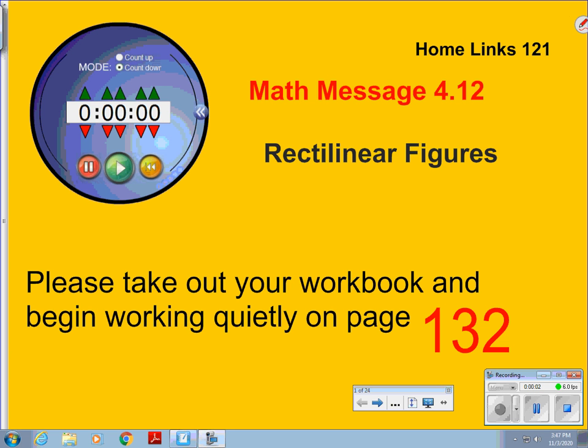Okay, boys and girls, let's get ready to do Math Message 4.12, which is the last lesson in this unit. If you're working on the home links, it's home links 121. And if you're looking at your math boxes, it's math boxes 132. This lesson is going to be rectilinear figures.